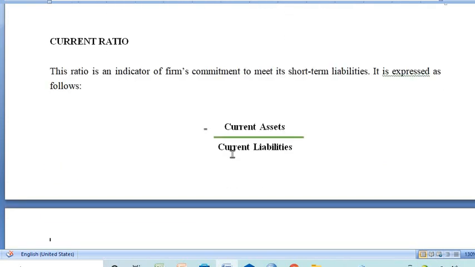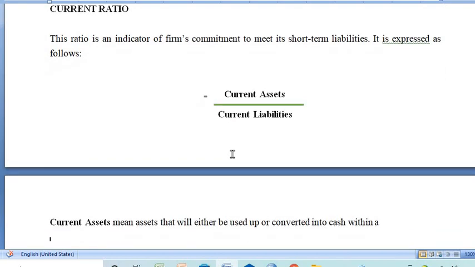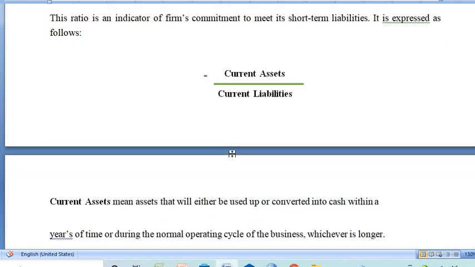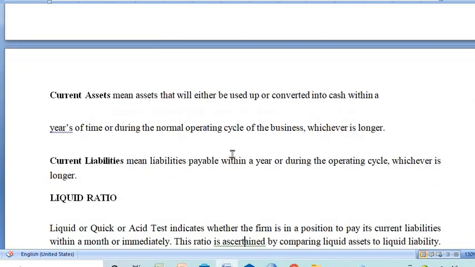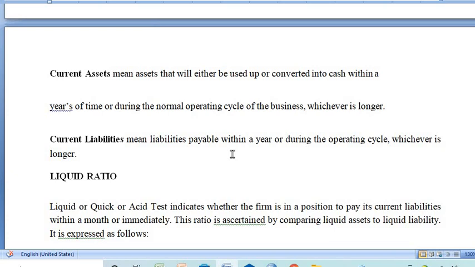The current ratio is nothing but current asset divided by current liability. Already in the format I gave what is the current asset and what is current liability, and the list of current assets and current liabilities. The next one is the liquid ratio. This ratio is otherwise called the acid test ratio, or we can call it the quick ratio.